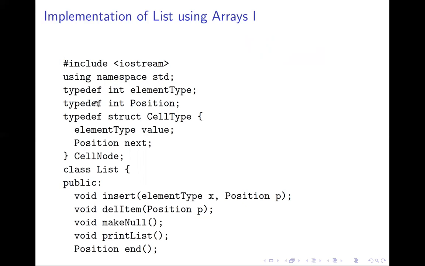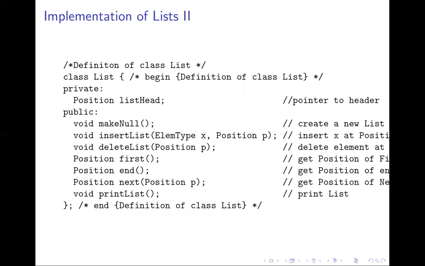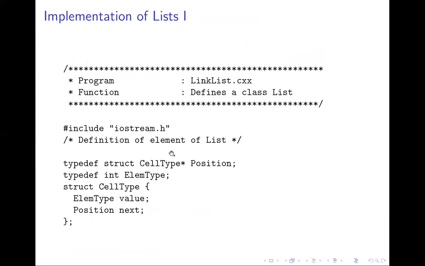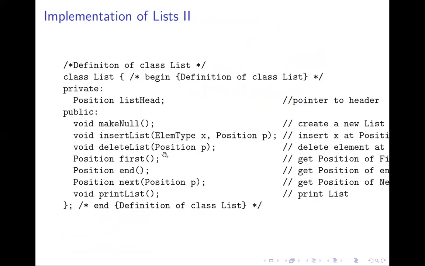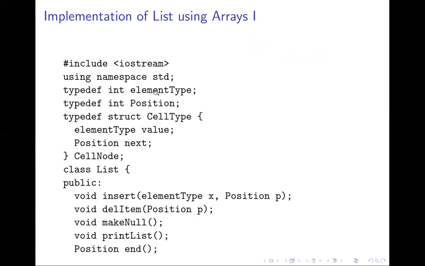What did I do here? Remember earlier we did typedef int cell star here. Here on the other hand, what we're going to do is typedef int, because it's an array. Same, so we're aliasing into position. There, cell star was an alias to position. So position refers in both cases to a position on the particular list. And element type is the same value here. It could be a structure if you wanted.